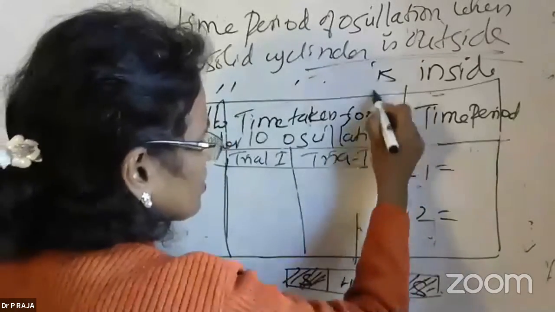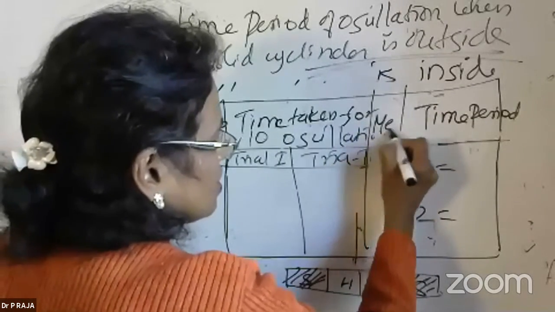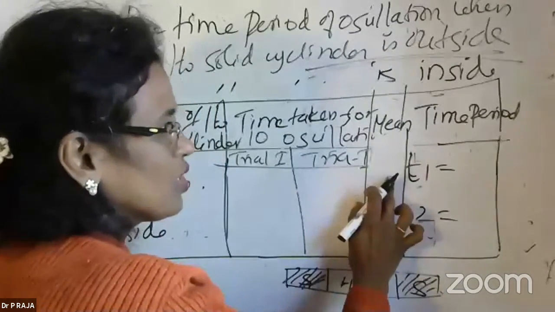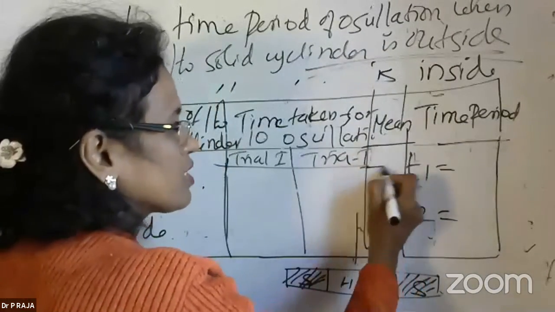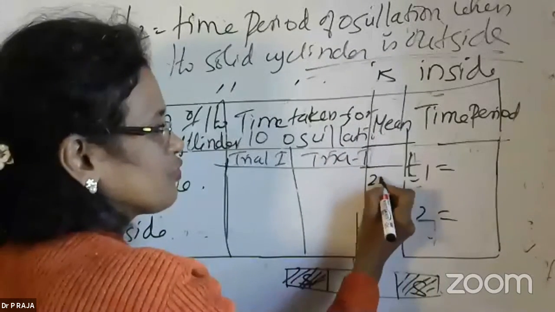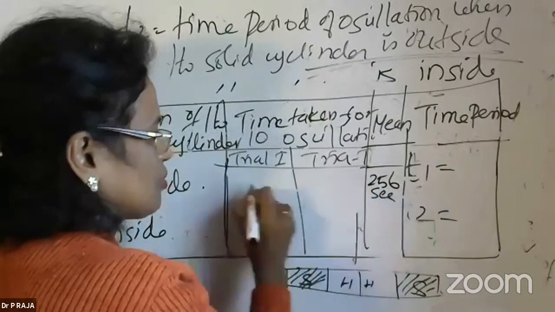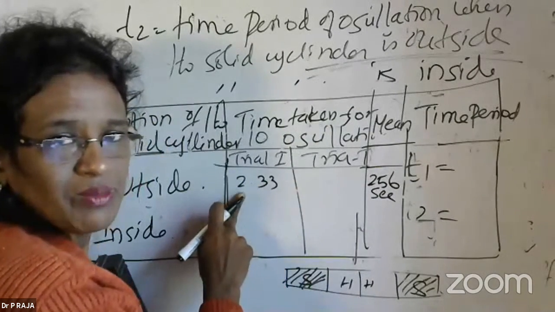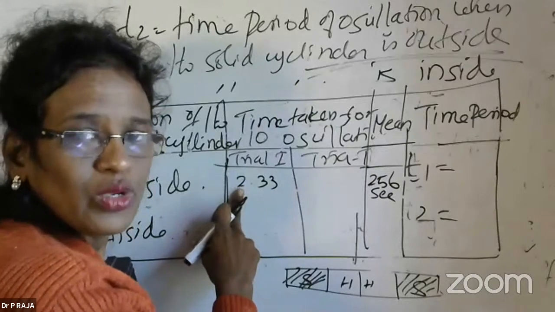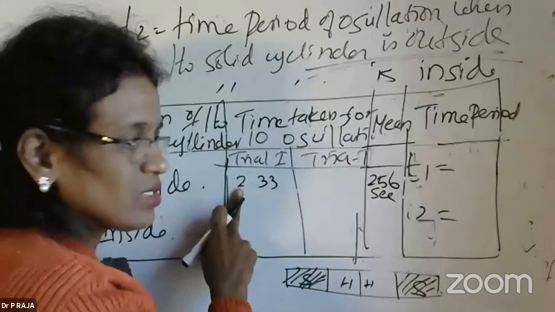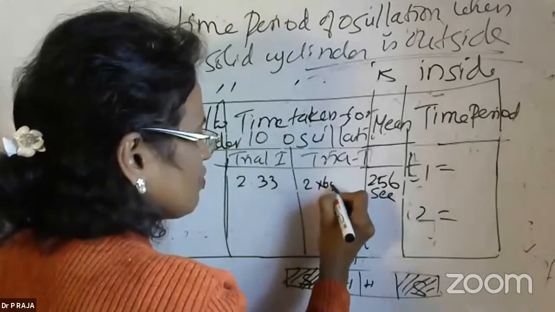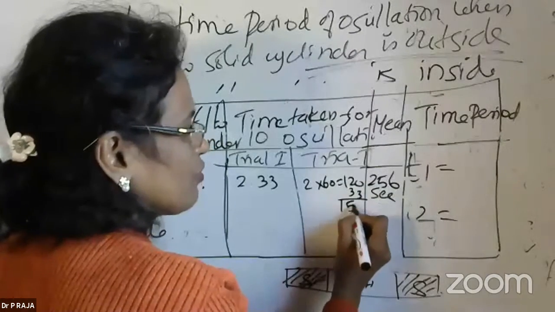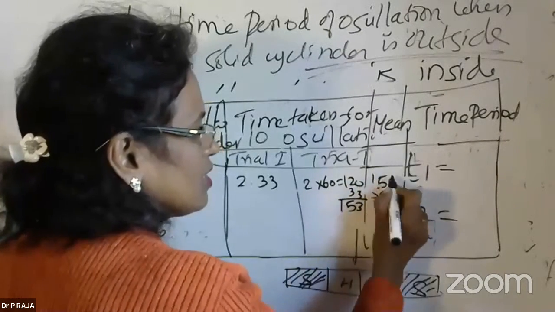Yes, of course there is a mean here. You will take the mean of these two. Then what is the time period? Suppose you get 2 minutes and 33 seconds. This is in minutes, so you will convert it: 2 into 60 is 120, plus 33, so this becomes 153 seconds.